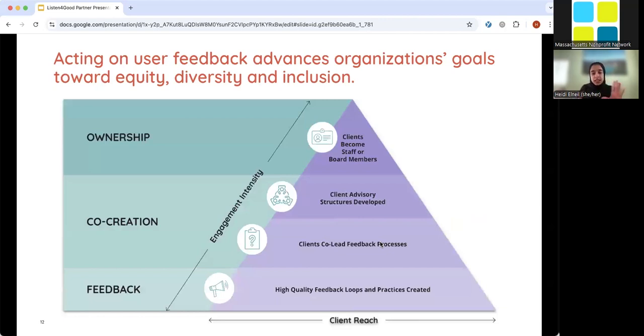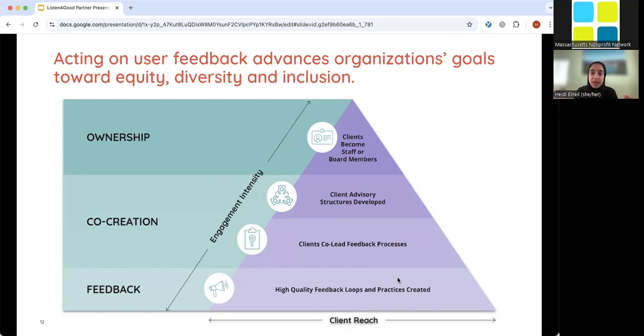I just want to take a second to frame the way that we think about feedback loops from an equity standpoint. What I'm showing here is our client engagement pyramid. And so you'll see that feedback really provides the base of that. It allows us to gather the most voices, right? And get feedback from as many people as possible.